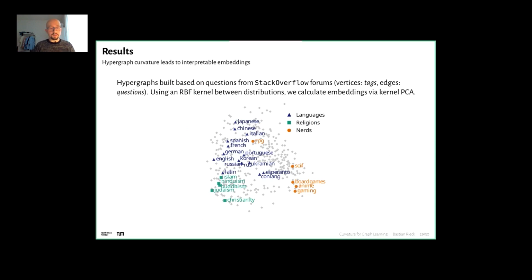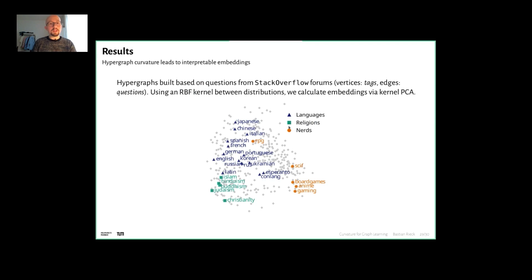Specifically, we use an RBF kernel here between 2 distributions of curvature values, and then calculate embeddings using kernel PCA. Kernel PCA is a method for visualizing or embedding kernel matrices, so dissimilarity matrices, of general data sets. And if we later on annotate all of these questions, every point here is a question that is being asked in the forum.